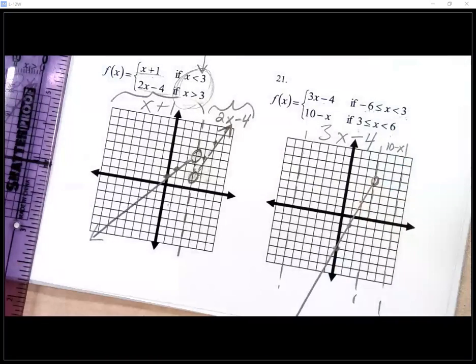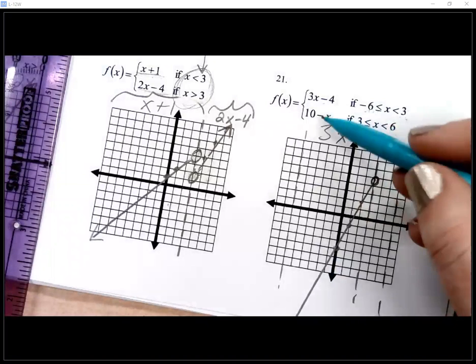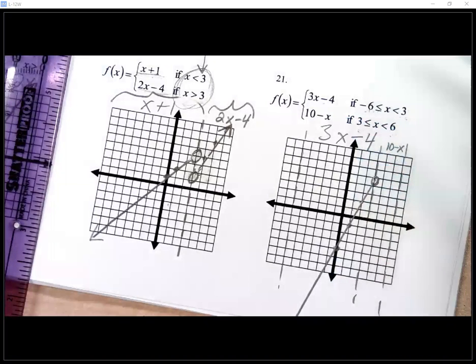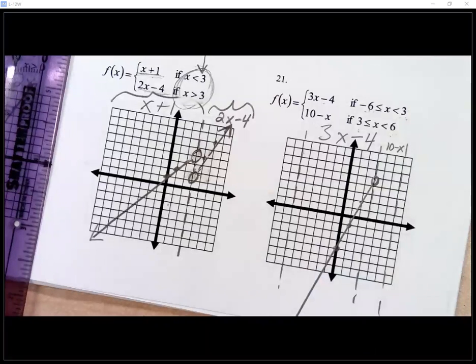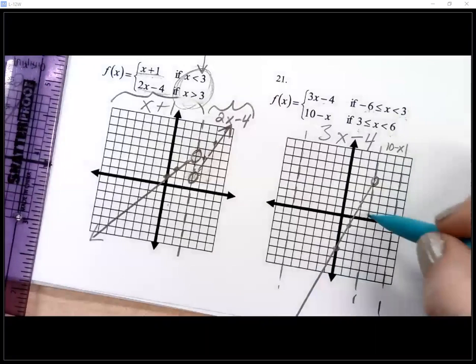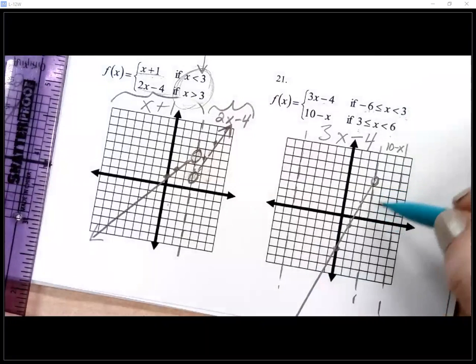Let's do the bottom branch. This one's a little bit trickier. I can't even start at 10. 10's not even on my graph. So we're going to have to go that other route where I plug in a number and then follow the slope, which is fine. I can totally do that. You can plug in whatever you want. I would obviously pick something between 3 and 6. How about 3? If I plug in 3, what comes out?